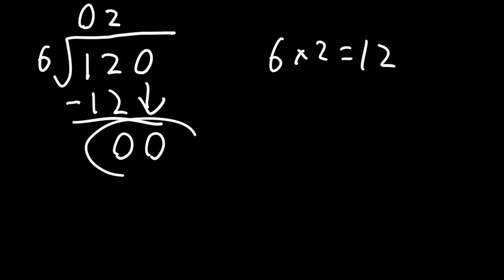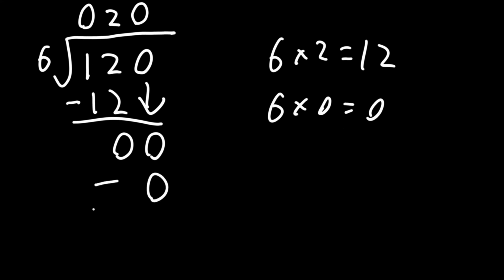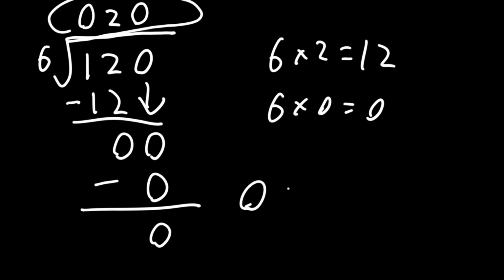6 can go into 0 times because 6 is larger than 0. So we have to write a 0 on top of here, and then 6 times 0 equals 0. So we just subtract this by 0, and then we get 0 as a final answer. Now we get the answer 0, 2, 0. But the 0 in front actually doesn't matter. This 0 doesn't mean anything. If you have a 0 before some number, it doesn't mean anything. So really, our final answer is just 20.